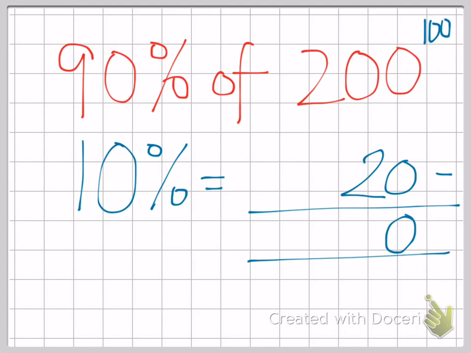So 0 take 0 gives you 0. We can't do the next one. 10 take 2 is 8. And then 1 take nothing is 1. So by taking away 10%, we've worked out that 90% equals 180. A little bit of a shortcut.